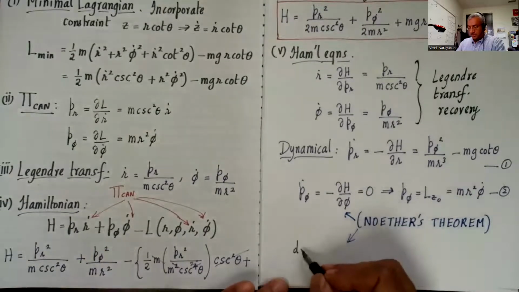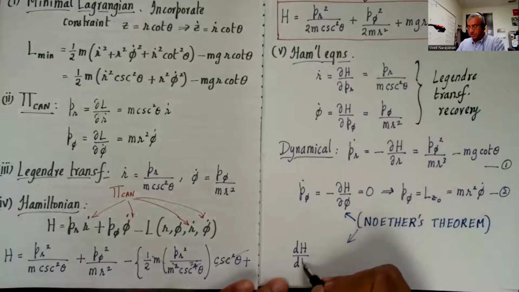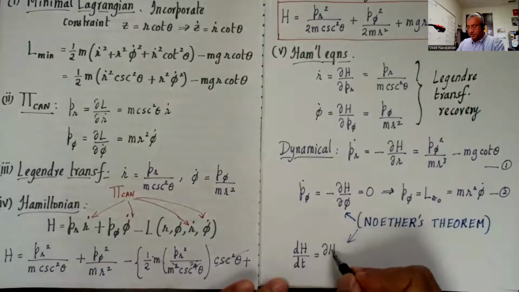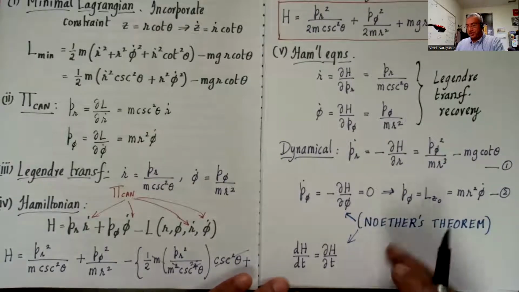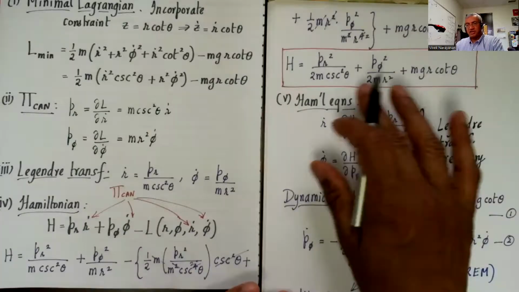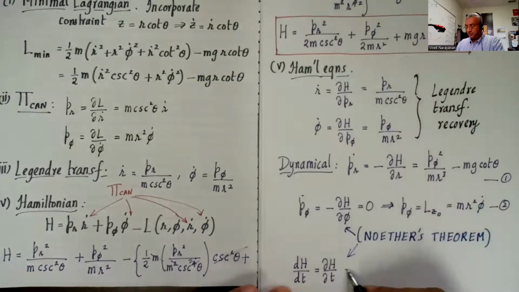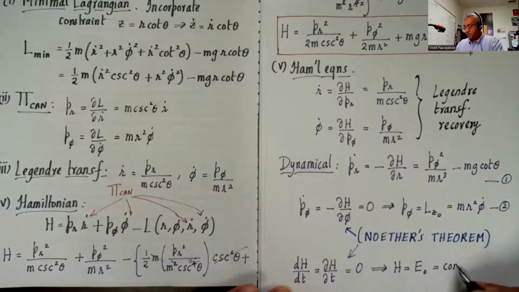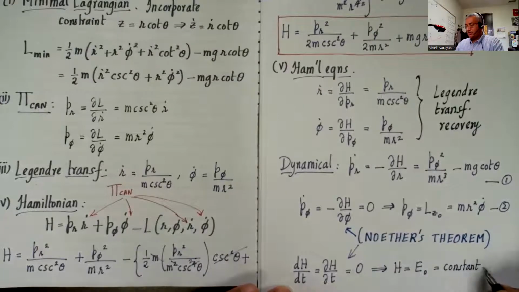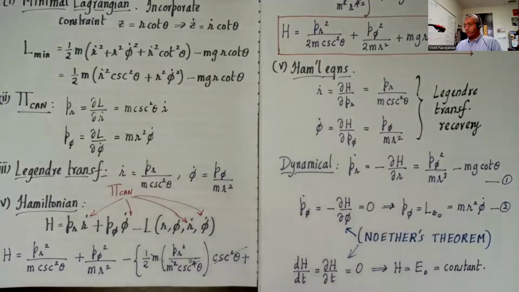So the third Hamilton's equation is dH by dt is equal to del H by del t. In other words, the total derivative is equal to the partial derivative. Now the partial derivative with respect to time is 0 because I don't see it anywhere. So that's going to be 0, which tells me that dH by dt is 0, which means that H is constant. That constant, let's call it E naught. E naught is the total energy that you have pumped into the conical mass system at any given time.